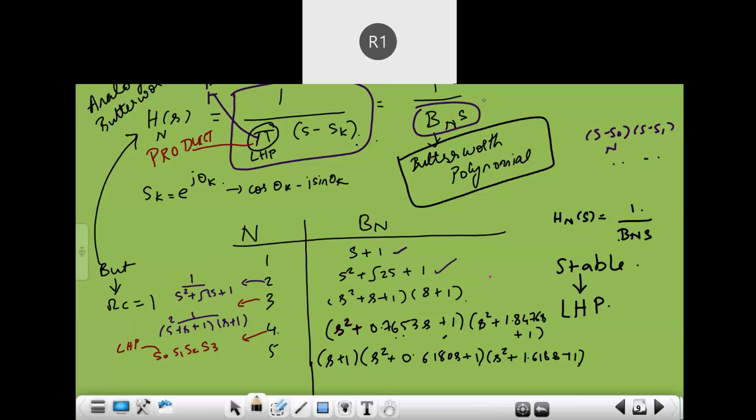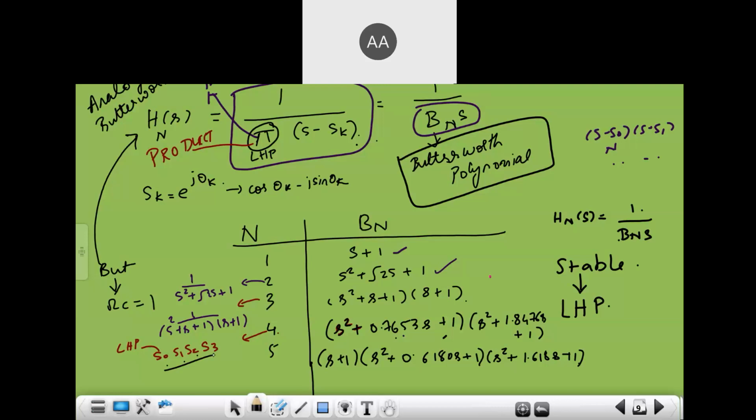So we have found out B2 of S now, ma'am. The same way, if you want to find it for B3 of S, it will be like S minus S naught into S minus S1 into S minus S2. Correct, correct. Okay, ma'am. Thank you, ma'am. Similarly, for B4 it is S0, S1, S2, and S3. All these are the poles which will lie on the left half of S plane. You try it out, everyone, and you should be able to get this.